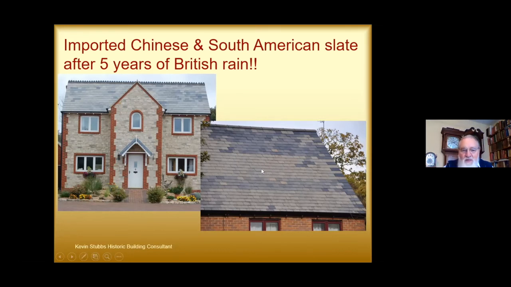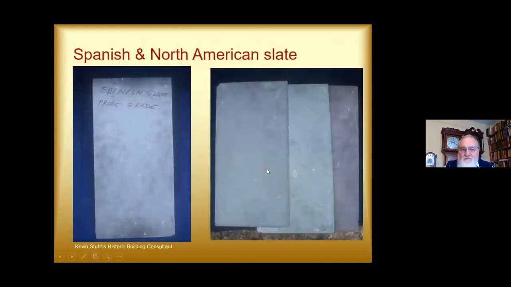Anybody heard of Eastmoreland? Well, again, it's trying to persuade you that it's coming from Westmoreland, from Cumbrian sources. So be very, very cautious with these slates. One is fairly safe sticking to a Spanish prime grade slate or North American slate from the Vermont area.